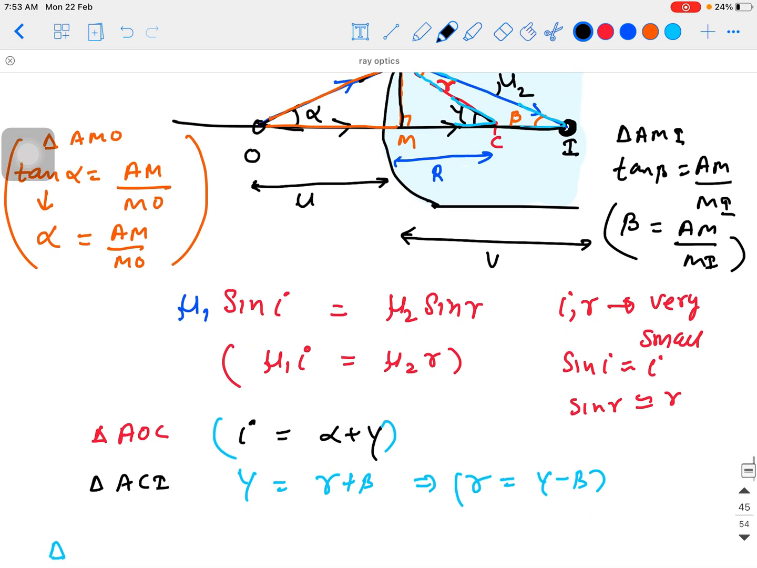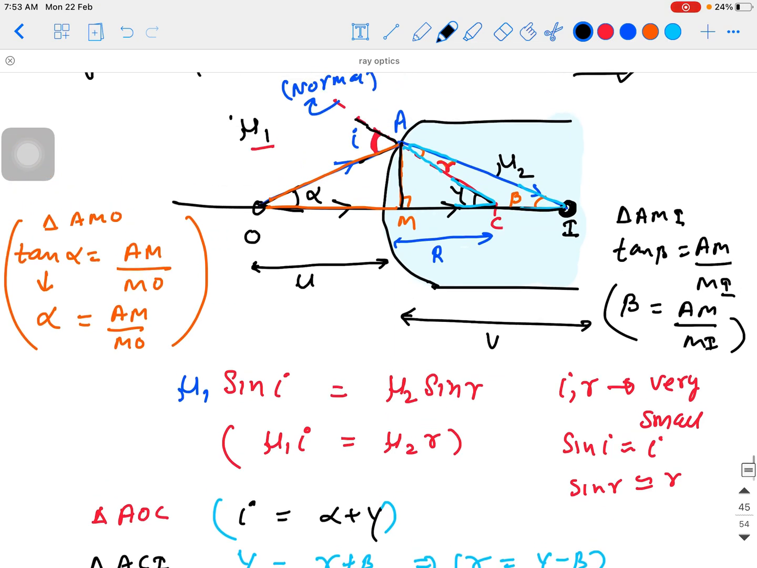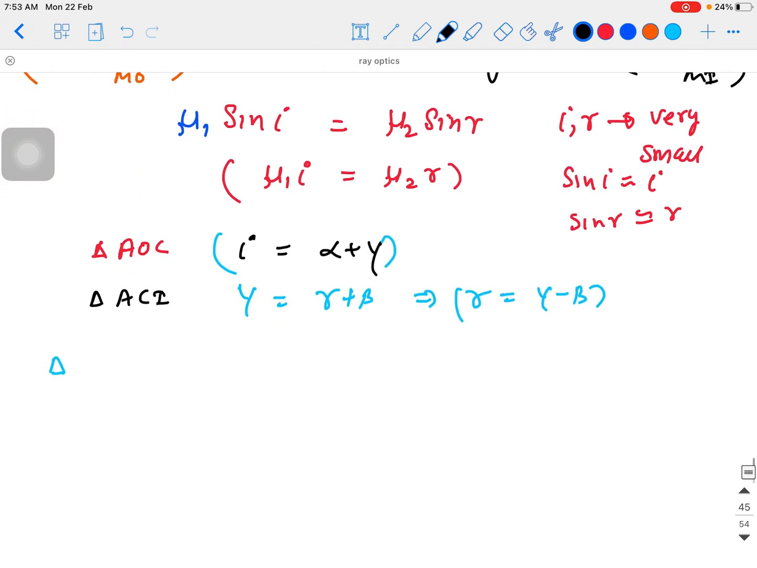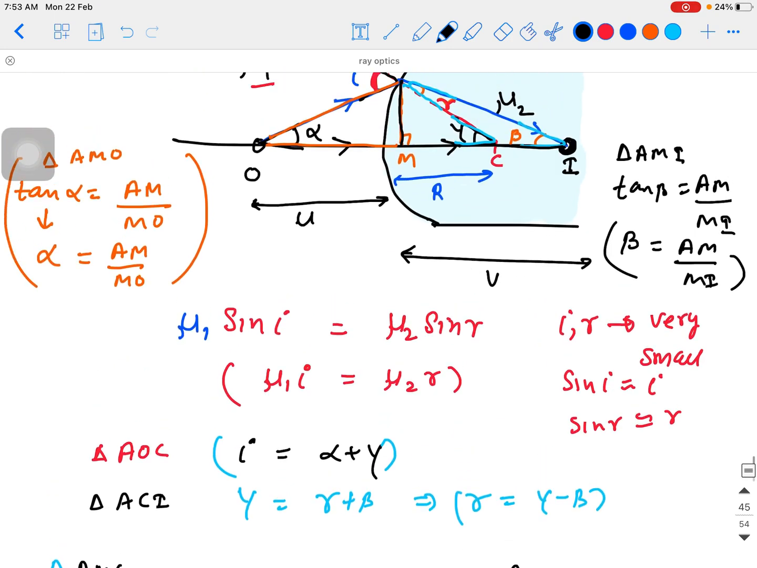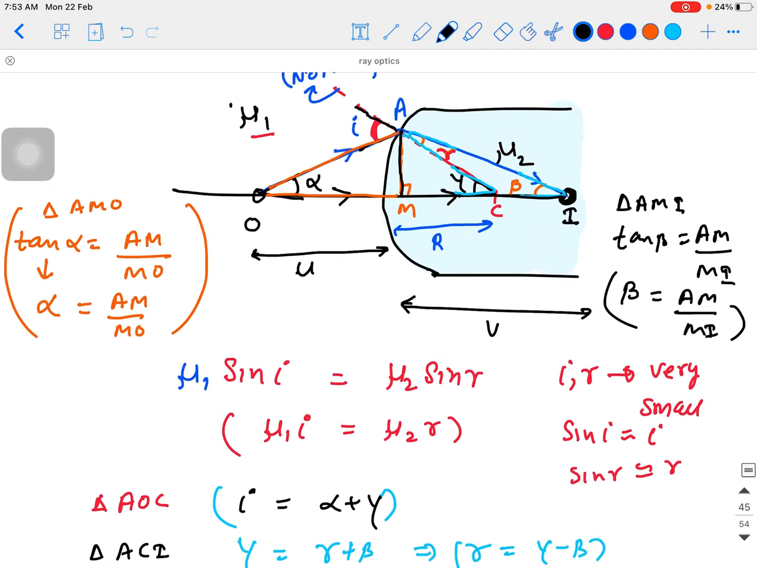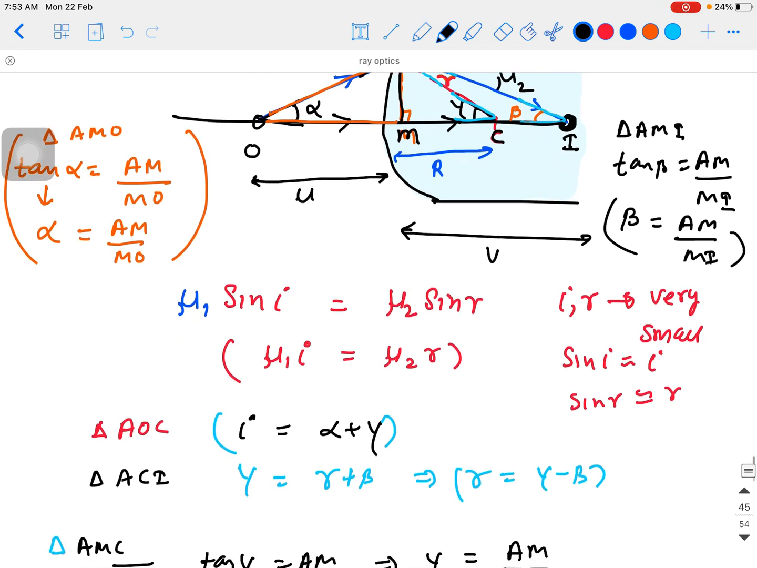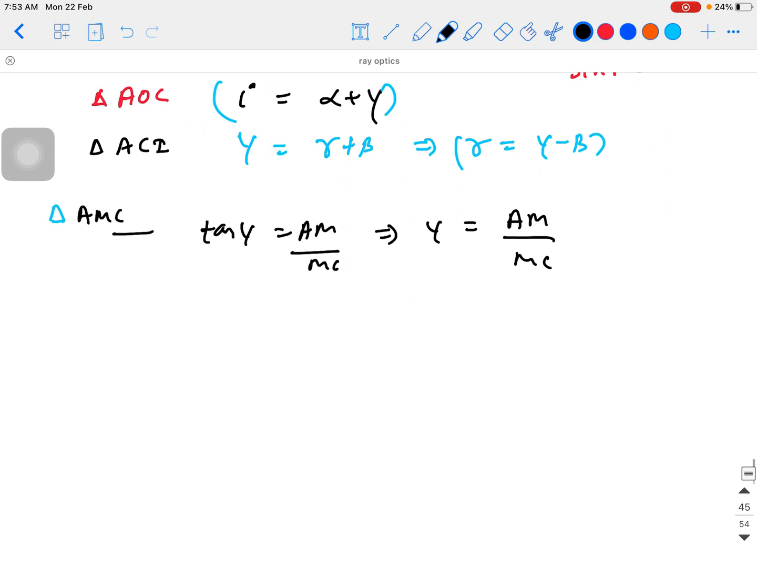Similarly, I will write triangle AMC. In this triangle AMC, tan gamma, I can write gamma equals AM divided by MC. The angle will be small, so gamma is equal to AM divided by MC. Understood? In triangle AMC, this is our A, this is our M and this is our C. So gamma is equal to AM divided by MC.